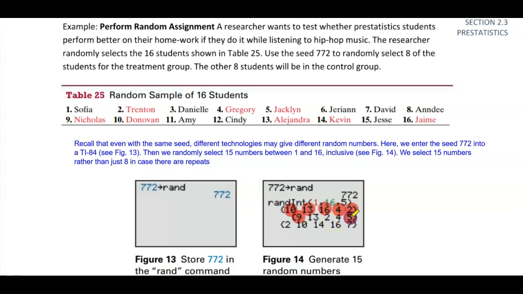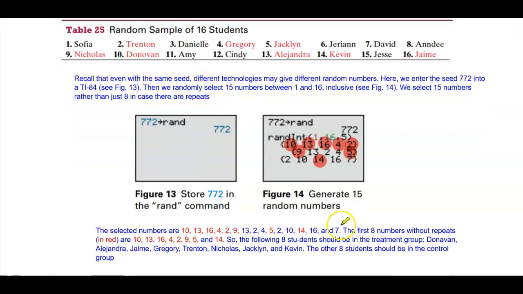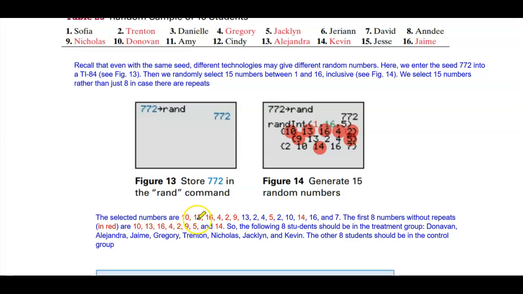Then we're going to select 5 since that's not a repeating number. 2 is repeated. 10 is repeated. And then we're going to go to 14. 16 is repeated. And then we have 1, 2, 3, 4, 5, 6, 7, 8. So we don't need to pick the 7th one. So the selected numbers that are in red are 10, 13, 16, 4, 2, 9, 5, and 14. So the first 8 numbers without repeats in red are those following.